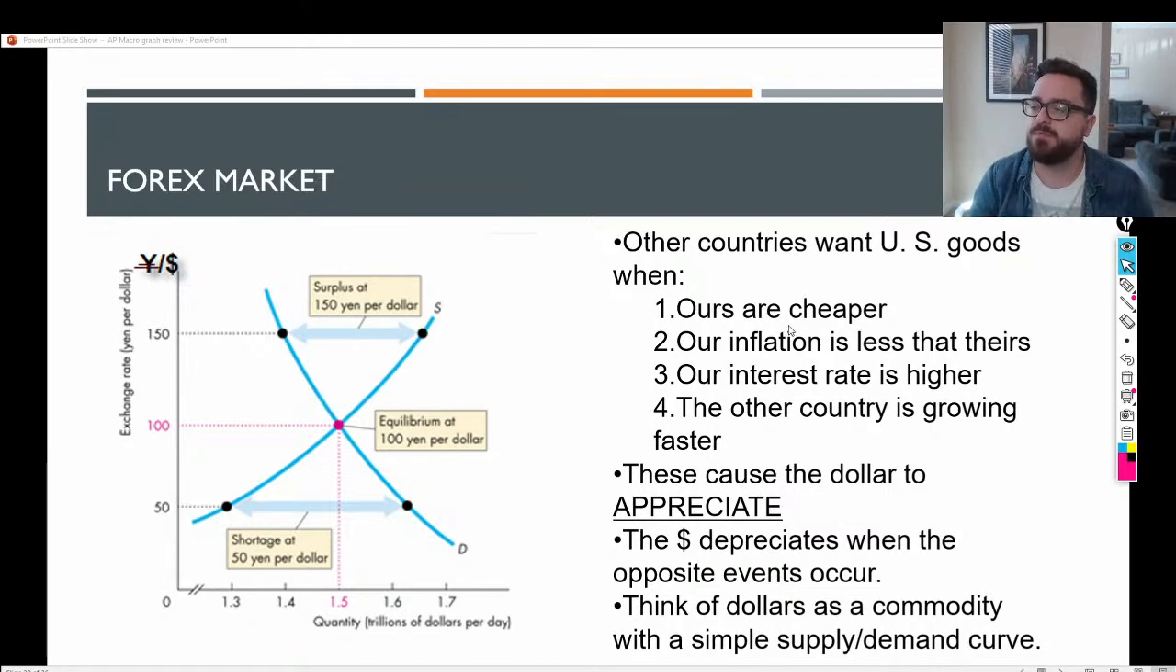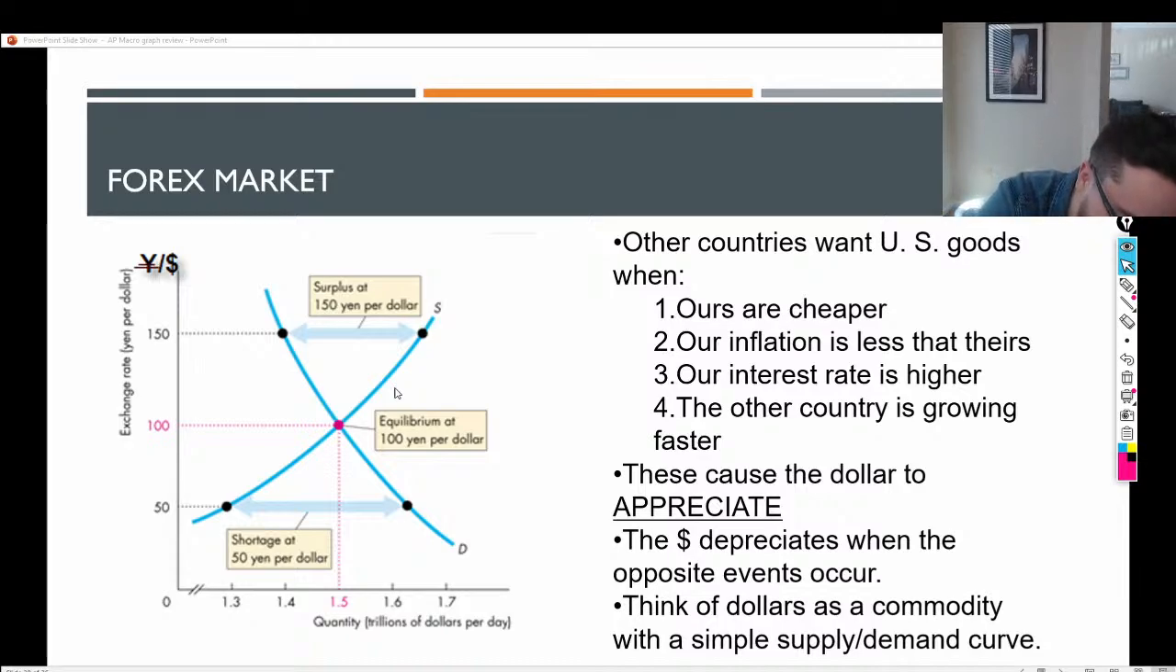Some examples of this were, if our goods are cheaper than the other country's goods, they're going to want to buy our goods, meaning they're going to want our currency. That'll increase the demand for dollars. Now, where this gets tricky for kids is that you are kind of thinking of 2 graphs every time you're doing a foreign exchange market, because you kind of have to think of both currencies' graphs here.